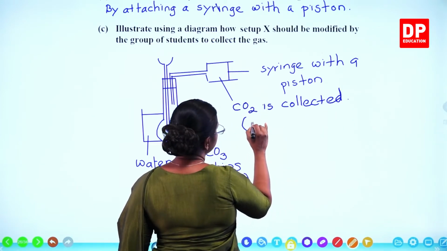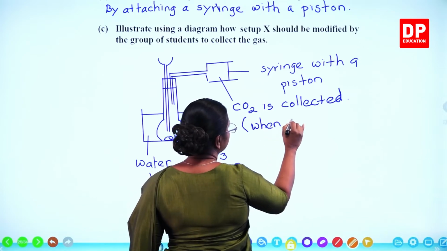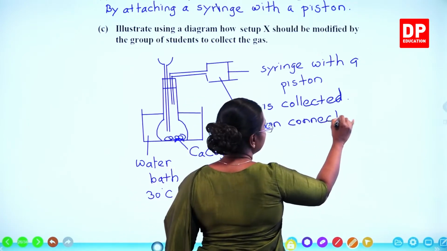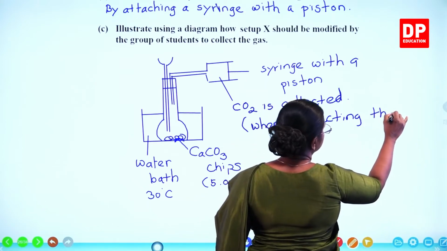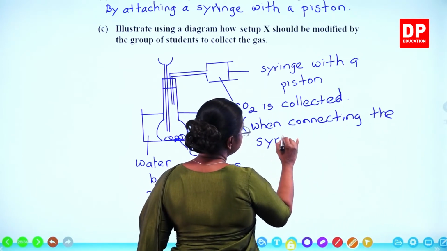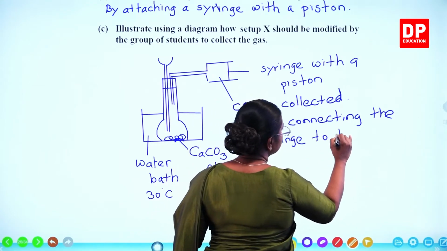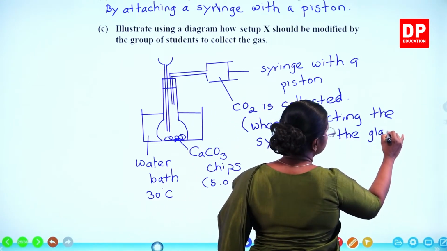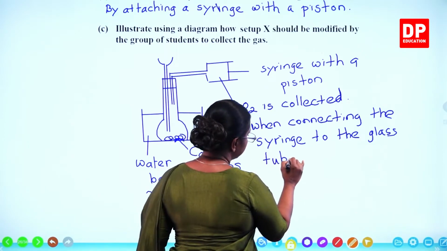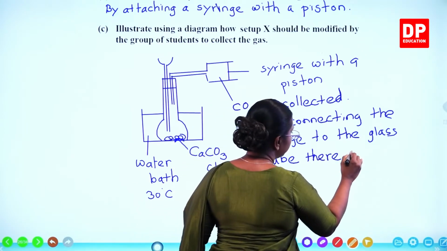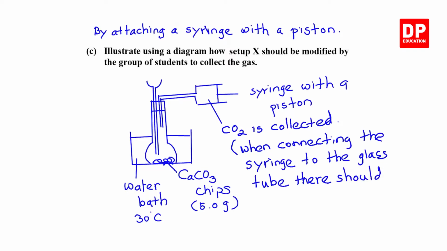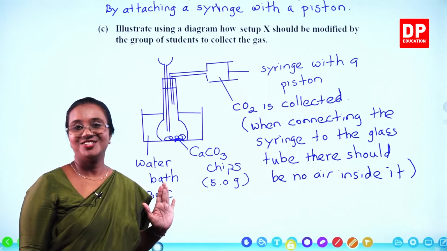Within brackets I can say, when connecting the syringe to the glass tube, there should be no air inside it. So then the setup is complete. Is that clear to you all students?